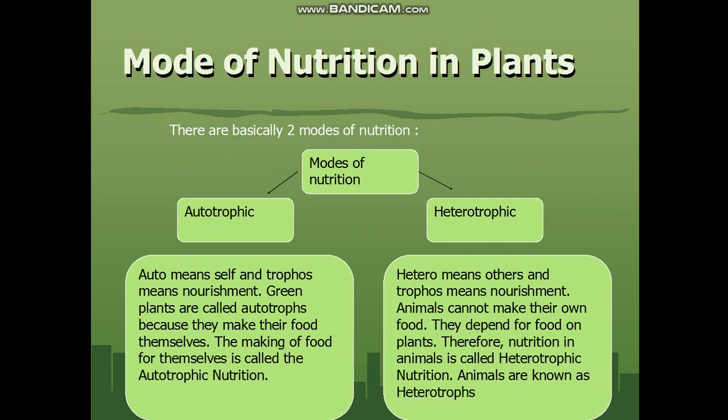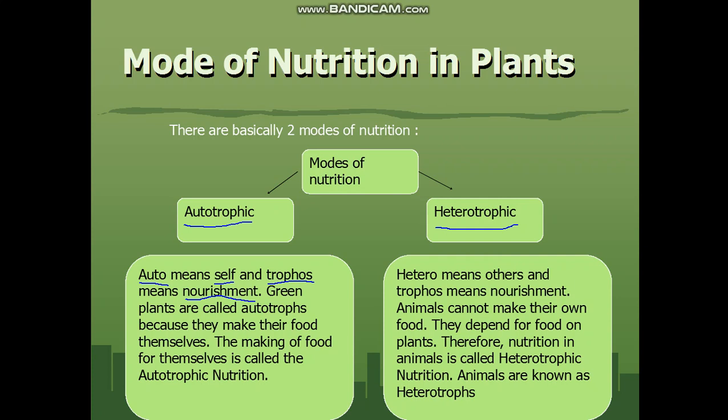There are basically two modes of nutrition: autotrophic nutrition and heterotrophic nutrition. So what is autotrophic nutrition? Auto means self, and trophos means nourishment. So self nourishment, which means making the food by themselves. We can say green plants are called autotrophs because they make their food by themselves. The making of food for themselves is called autotrophic nutrition.